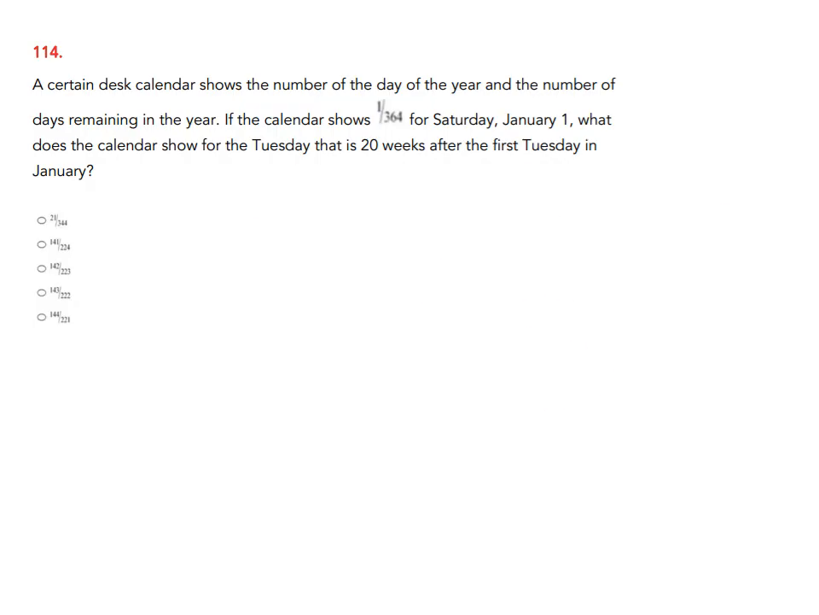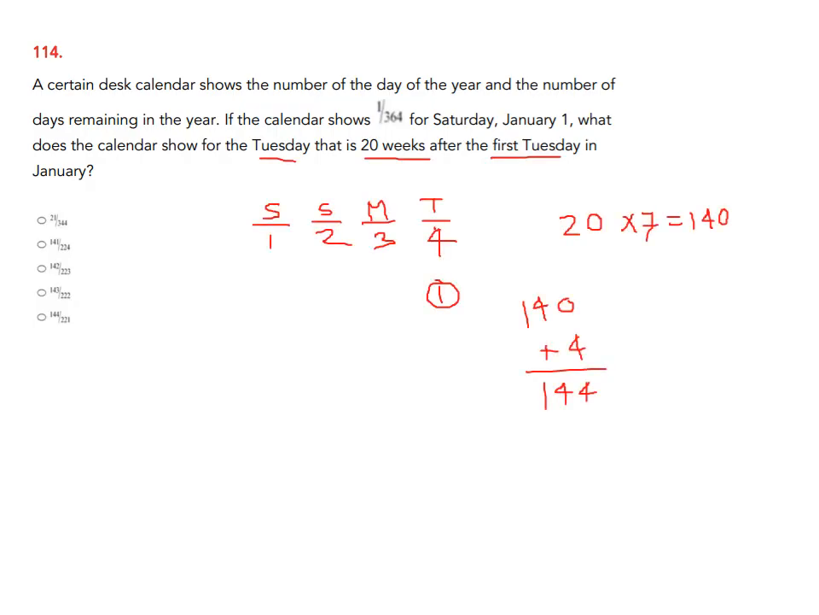Now, what is the number of days between Saturday and Tuesday? 4 days. Saturday, Sunday, Monday, Tuesday. So we need to find the Tuesday that is 20 weeks after the first Tuesday. Now consider the first Tuesday, that is currently number 4. Consider it the first date of January, that is January 1 and not January 4.